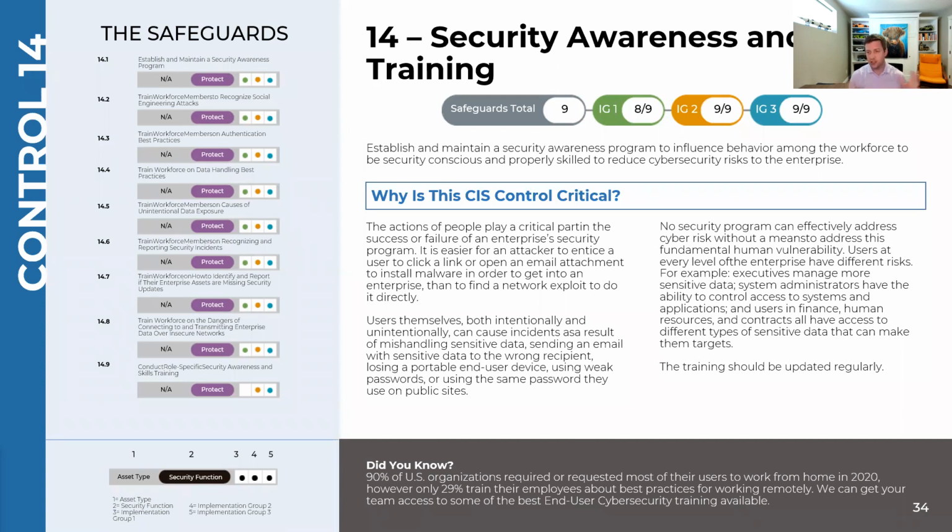And then the last one we'll touch on, because it's only one item out of number 2, is conducting role-specific security awareness and skills training. The reality is that somebody in sales has a different level of access and awareness to the confidential information than somebody in engineering. So they should have different levels of training and awareness around cybersecurity.